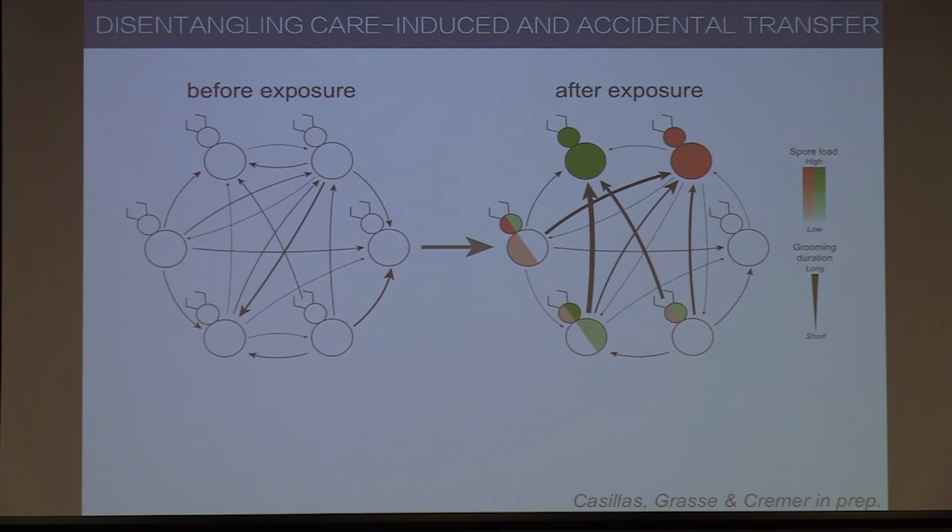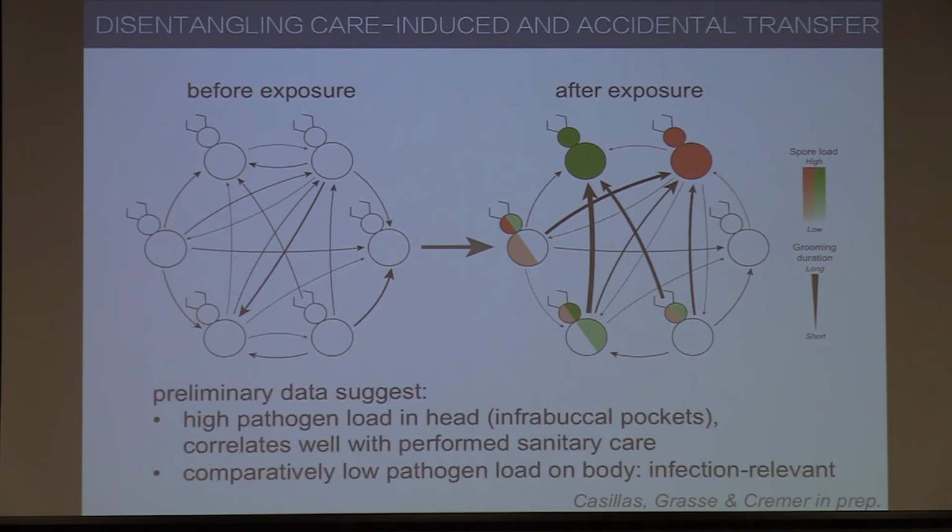So what we do to disentangle between disease-relevant pathogen transfer and not, is that we cut the ant in half. Basically, we make one PCR of the head and one of the remaining part of the body. Our preliminary data show that we can detect very high pathogen loads in the head and much less of this uncontrolled contamination on the body. And what we can detect is really mirroring the behavior that we can see.